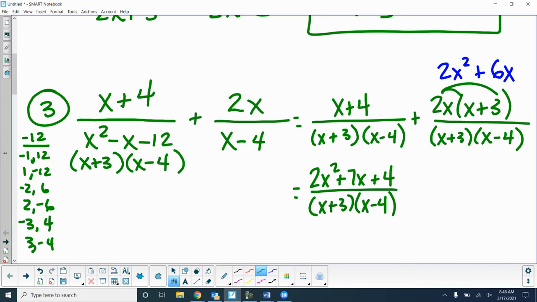Now's the time I should try to factor, okay? So if I were to factor this, there's no GCF, and there's a 2 here for A, so I multiply the 2A times the 4, the C, and I get 8. Are there factors of positive 8? Those are all the factors of positive 8. Do any of those add up to 7? No. So I can't factor. I'm done. You don't even have to write any restrictions for this.